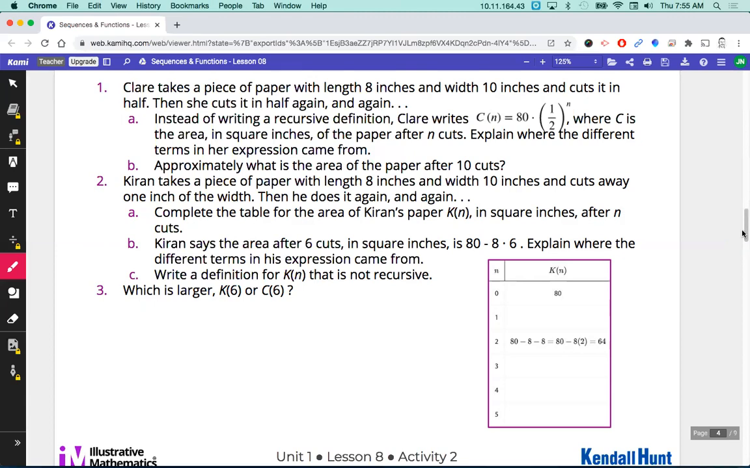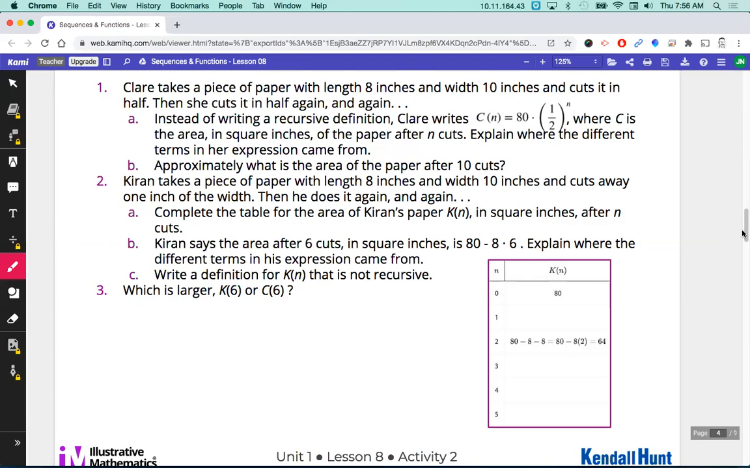So this one says, Claire takes a piece of paper with a length of 8 inches and 10 inches. Now this paper I have here is 8.5 by 11, but pretty close.